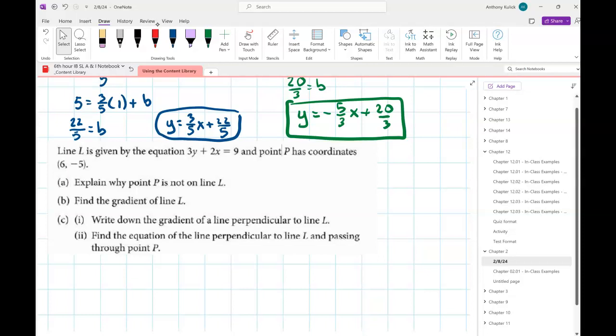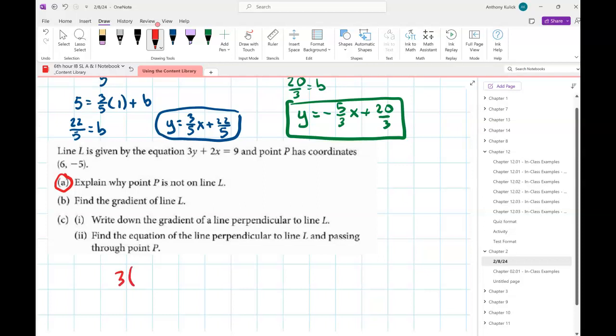Next one says line L is given by the equation 3y plus 2x equals 9. And it says point P has the coordinates (6, -5). Explain why point P is not on L. This is very easy if you know what to do, very difficult if you're unsure what this means.